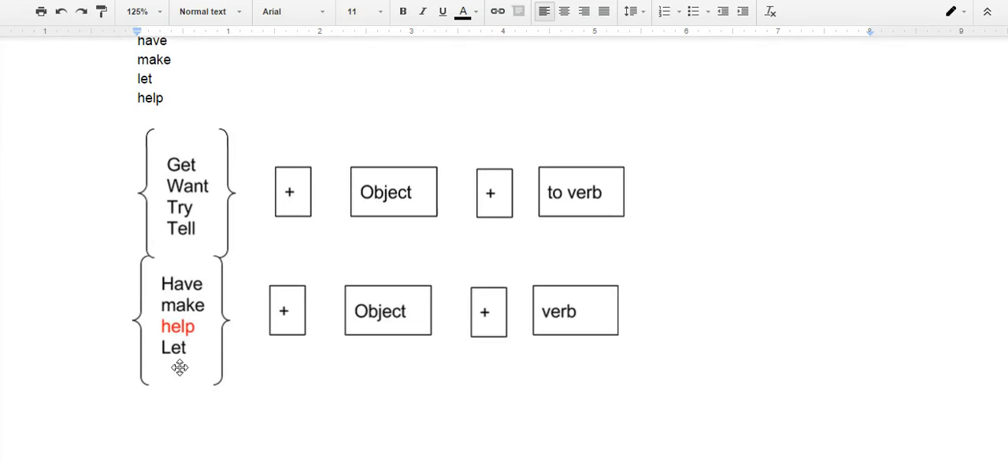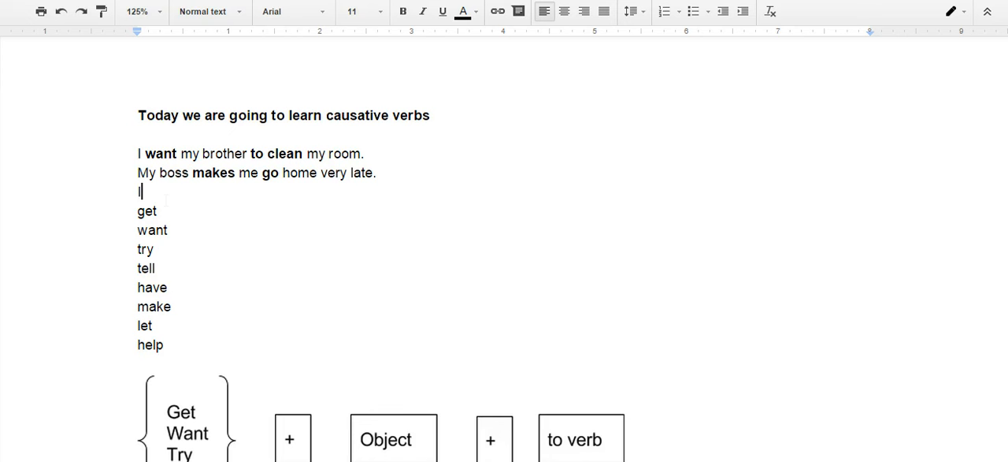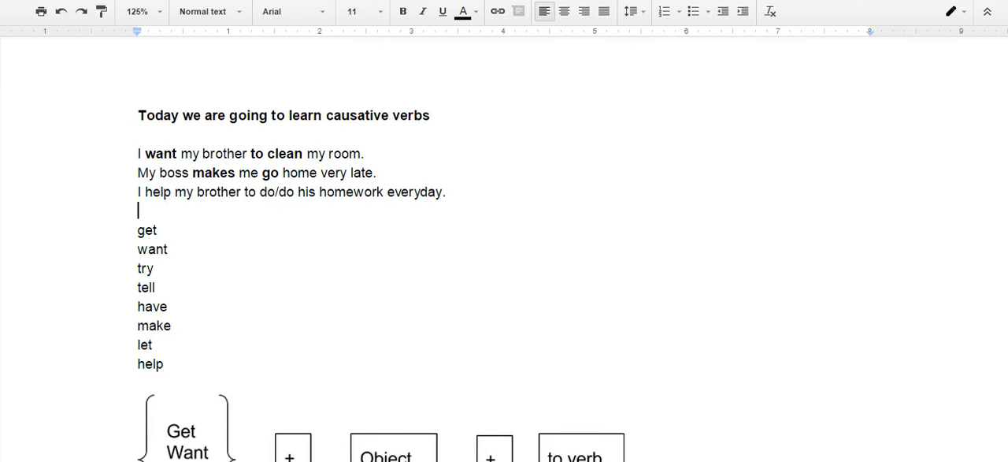And if you notice here, I have help, that's the only exception. Help, you can use it with both, with to plus verb or with just the verb. For example, I help my brother to do his homework every day, okay? So quite simple, guys. I help my brother do, or I help my brother to do.